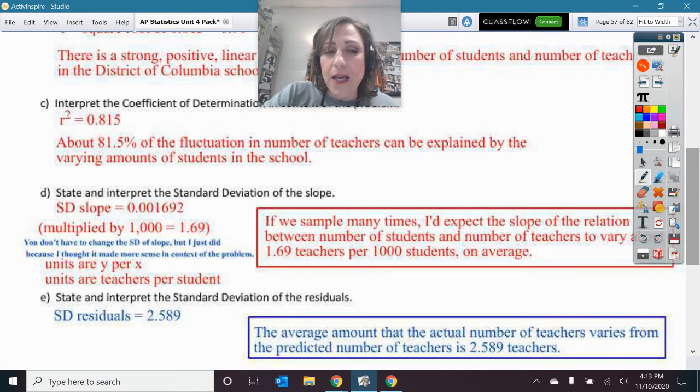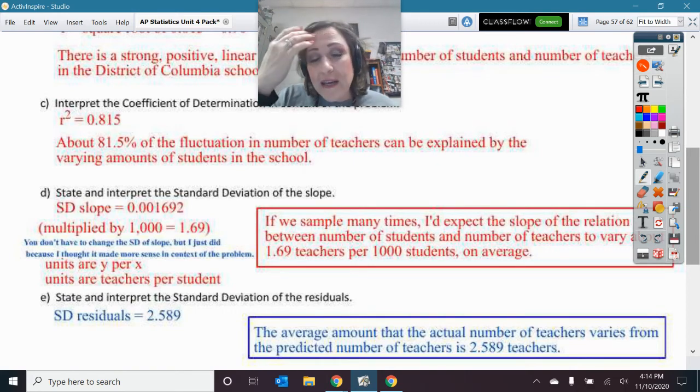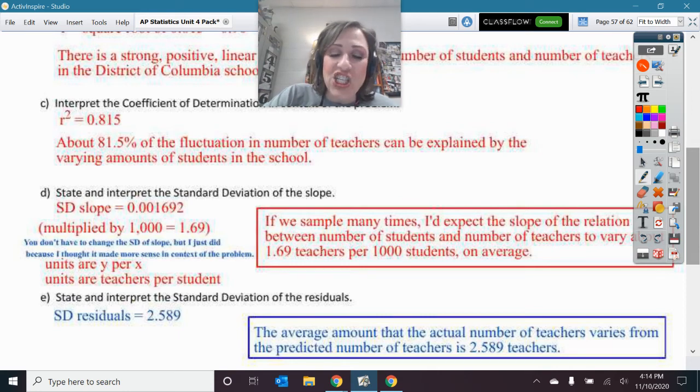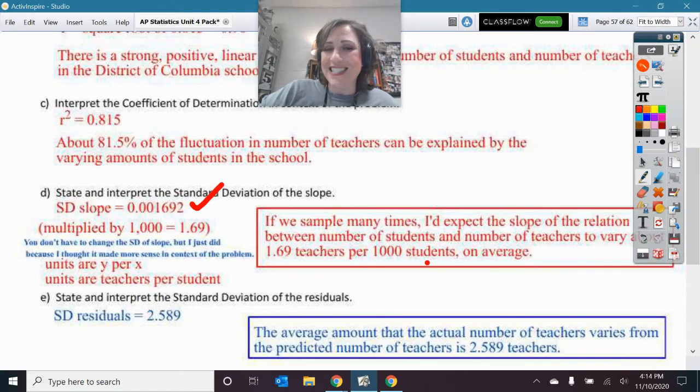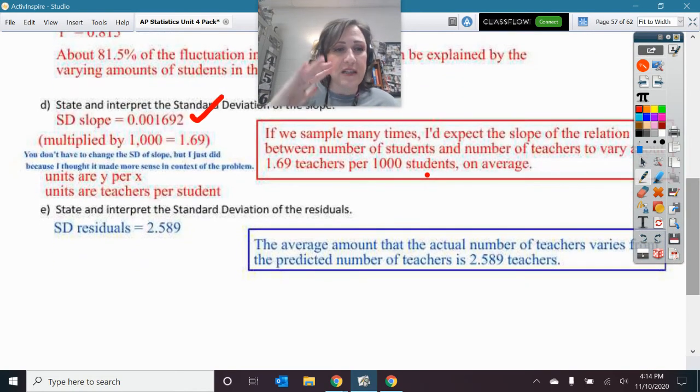Now, what I did here was I multiplied. Technically, you could say 0.001692. Okay, but I tried to make it realistic. I wouldn't mark off for that for you. 1.69 teachers per 1,000 students on average. Okay, because I just multiplied that standard deviation times 1,000. So as per 1,000 students, you're going to get about 1.69 different amounts of teachers per student.